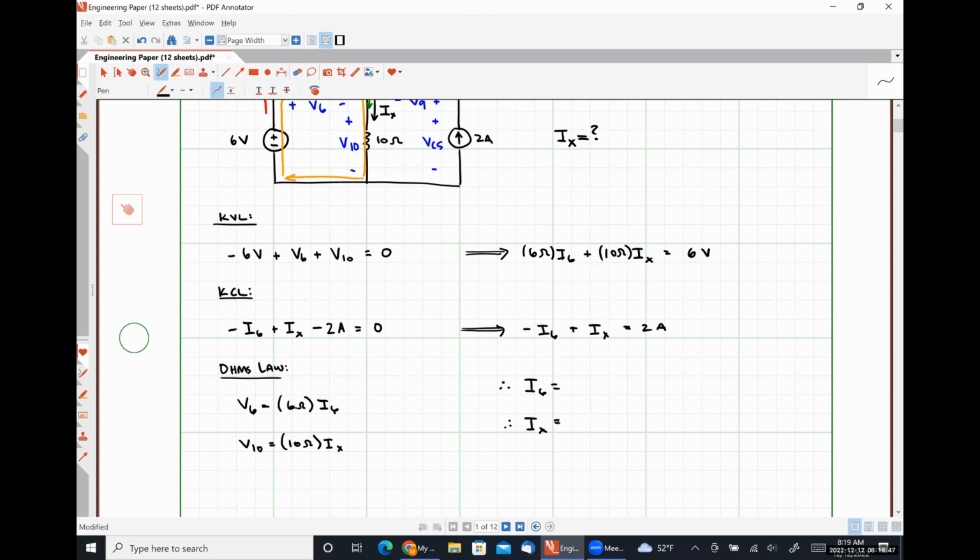So in my first equation, my coefficient for I6 is positive 6. My coefficient for Ix is 10, and my constant term is 6. In my second equation, my coefficient for I6 is negative 1. My coefficient for Ix is positive 1, and my constant term is positive 2. And when I solve this system of equations, I get I6 to be negative 7/8 of an amp, and Ix to be positive 9/8 of an amp.